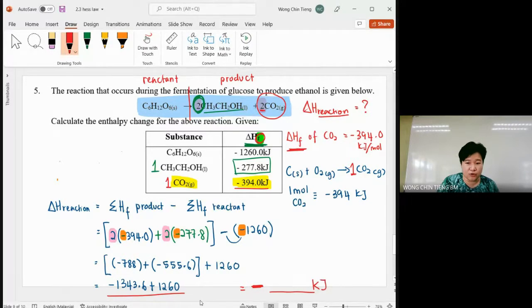Kilojoule. Kilojoule sahaja sebab delta H reaction yang kita kira, kita tak tahu dia reaction apa benda. Betul? Dia bukan enthalpy yang kita belajar. Dia bukan apa-apa enthalpy yang kita belajar. So kita tak tahu 1 mole jatuh kat siapa. So, kilojoule sahaja.